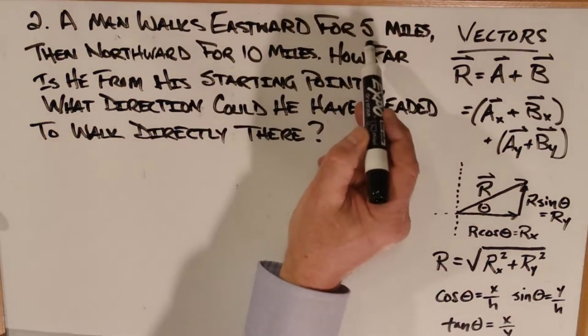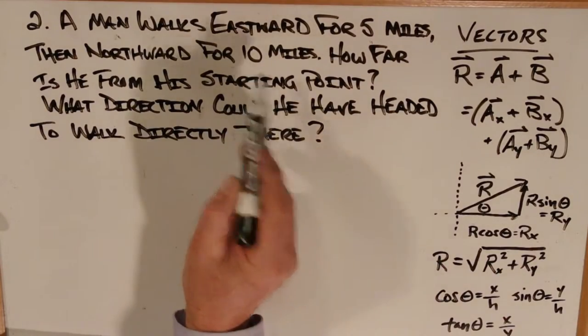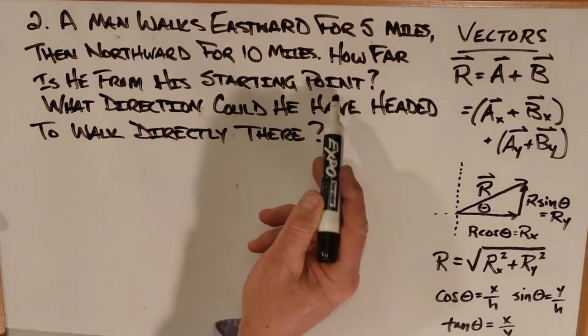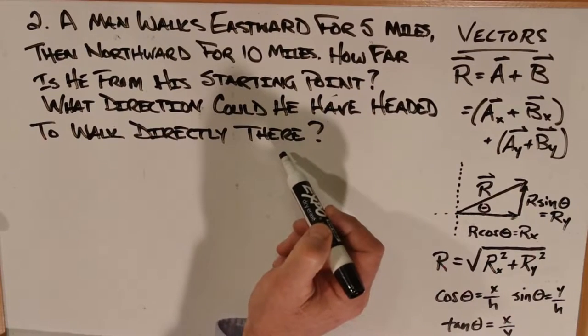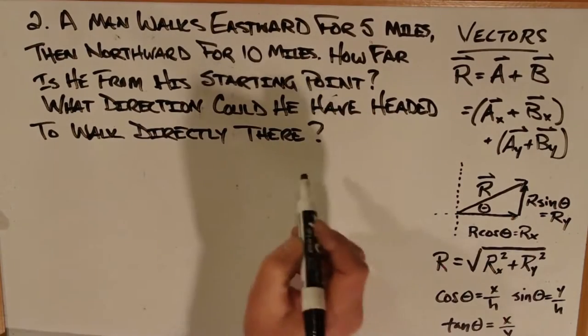First problem, a man walks eastward for 5 miles, then northward for 10 miles. How far is he from his starting point? What direction could he have headed to walk directly there?